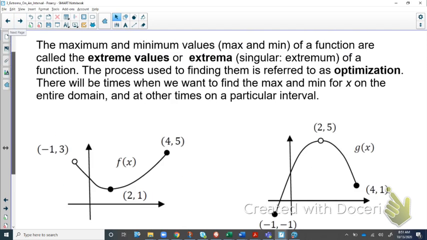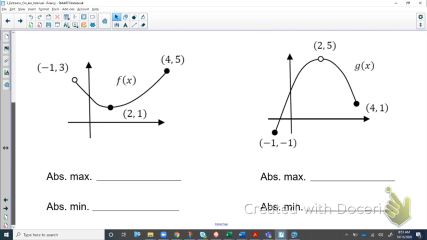So taking a look at these sketches that we have here, where do I have a minimum or a maximum? Well, here the absolute, the ABS, they're talking about absolute maximum. In this case, the absolute maximum is going to be at the highest point that's defined, in this case at 4 and 5. So it's at the end point. The absolute minimum is what looks to be the vertex at 2, 1. So that's somewhere on the interval from -1 to 4.